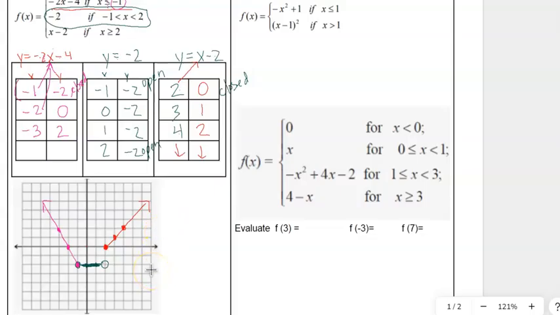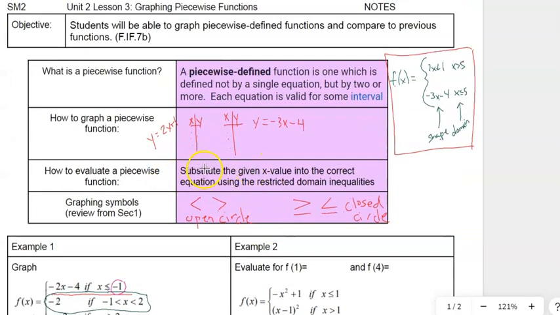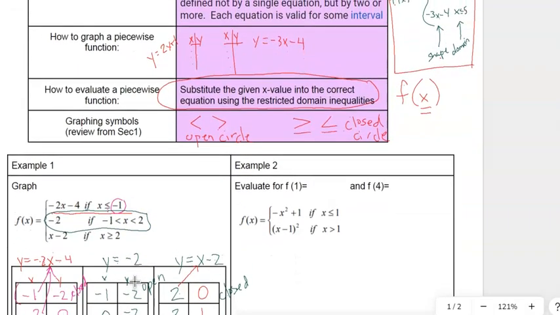All right, instead of graphing, what we can do is we can just evaluate a piecewise function. So when we evaluate a piecewise function, we're going to substitute the given x value, and we're using function notation, so it's like f of x. The value inside is the x value that they're requesting. And you need to look at the restricted domain to see which equation or part of the piecewise function you want to use. So let's look at example 2.